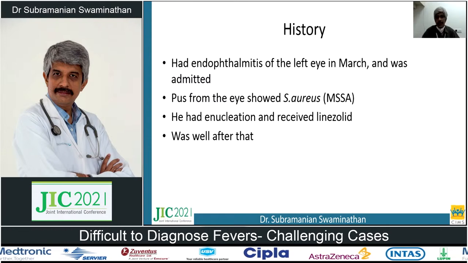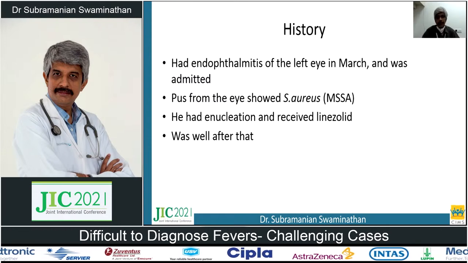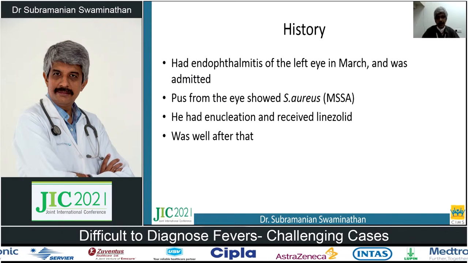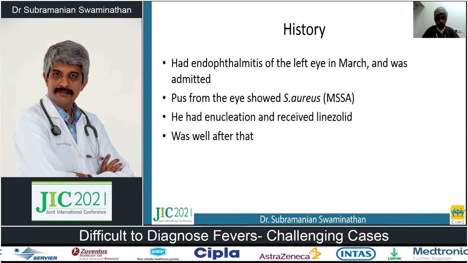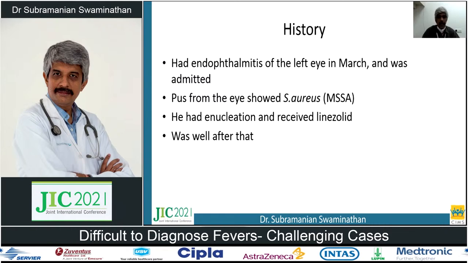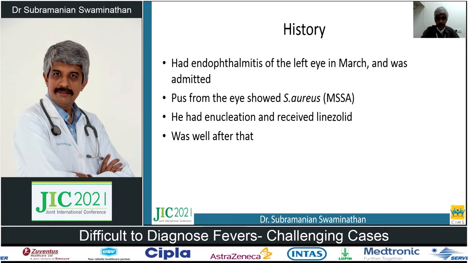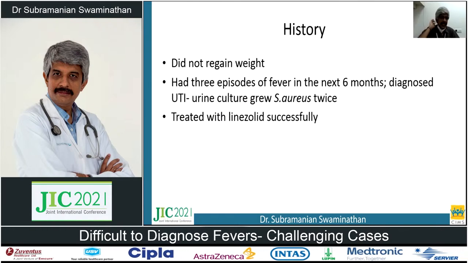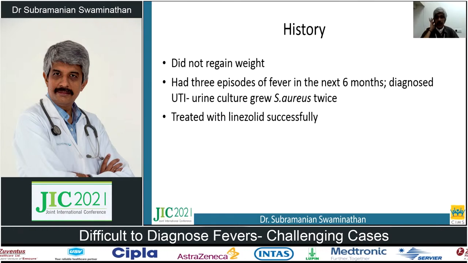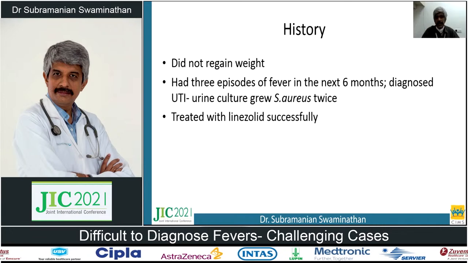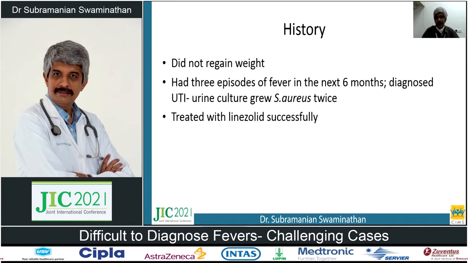And as per his own words, almost the whole hospital came and saw him because they were wondering what was happening. But unfortunately, nobody really put any more thought into it to figure out what was happening. And since he got better on that, they decided to leave him be, and he was reasonably well after that. Problem was, even after he got better, he just did not gain back the weight that he had lost. And he had episodes of fever off and on for the next 6 months.